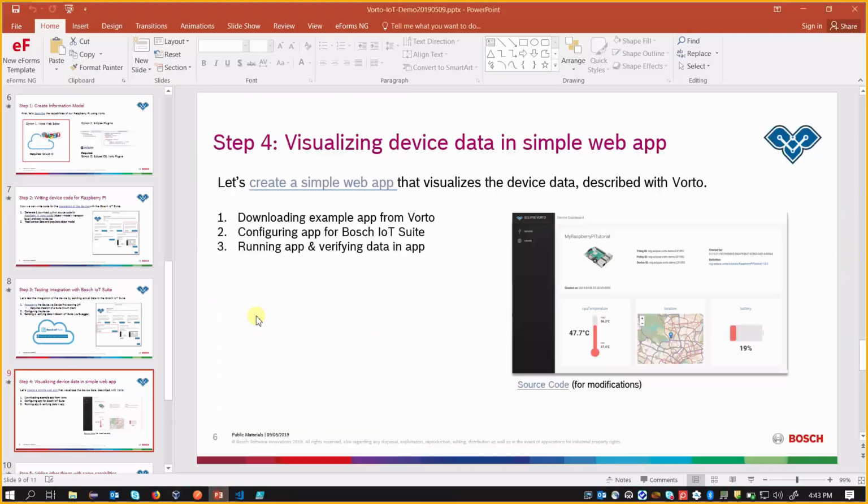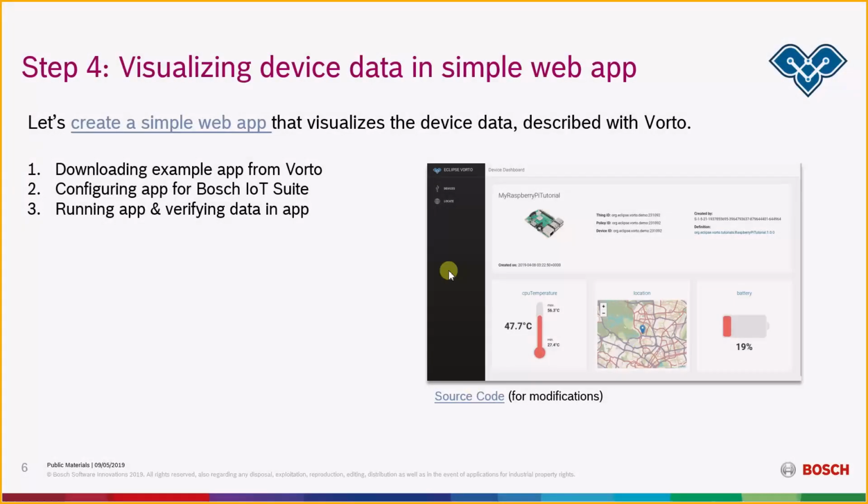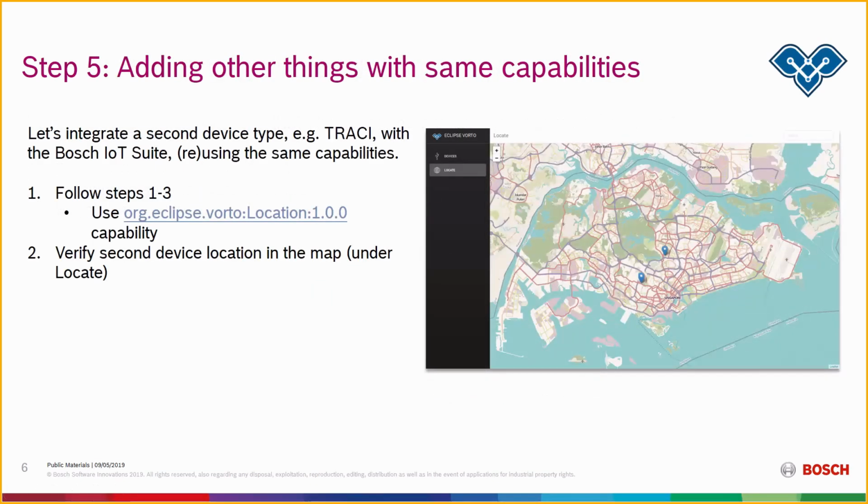This concludes step 4, and we have one last step that will be really quick because it's already set up. So if we jump one further, step 5 will be just adding other things with the same capabilities. By using these Vorto function blocks that are set up by the team and used in this app, you can just create different things that might be completely different in the way they are integrated, but still use the same Vorto abstracted payloads. We can see that the things are actually the same.